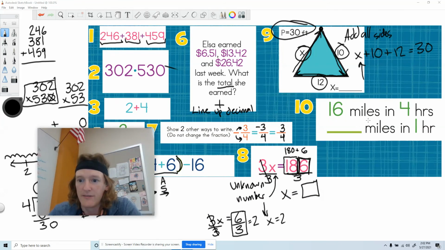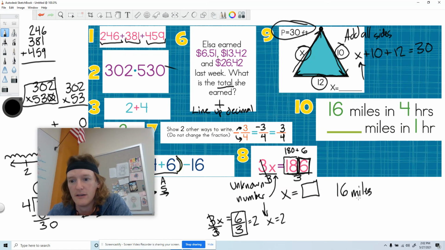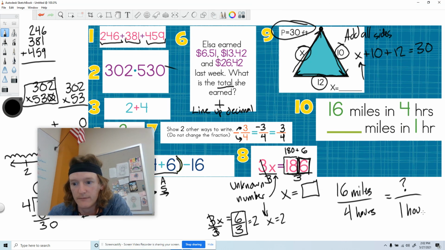For number 10, we have a proportion we need to solve. It's a unit rate. It's a proportional equation here. So let's set this up. We know that we can go 16 miles in 4 hours. So we want to find out how many miles can we go in 1 hour. Well, these are equivalent fractions. This is a proportion. There are many ways we're going to learn how to solve these.